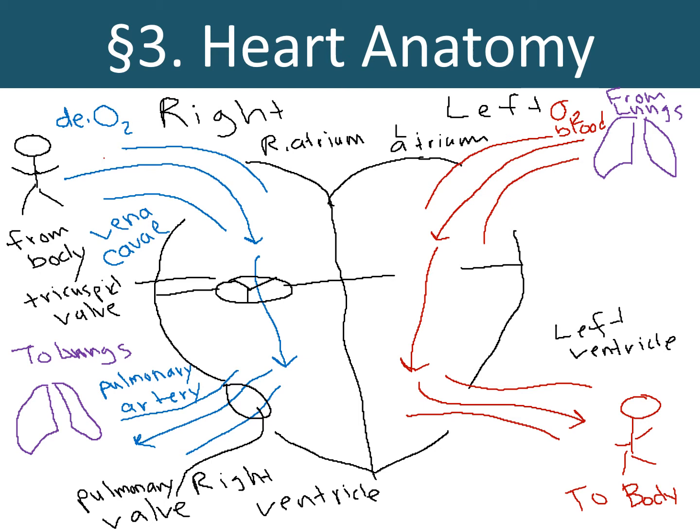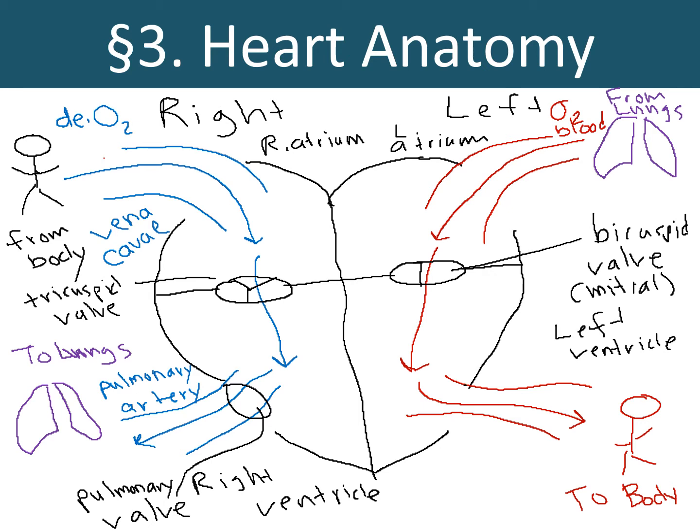Again, we need a series of one-way valves to prevent blood from flowing backwards. So there is a valve between the left atrium and ventricle. This one only has 2 flaps or cusps, so it's called the bicuspid valve. It's also known as the mitral valve, named after the headdress that the Pope wears.